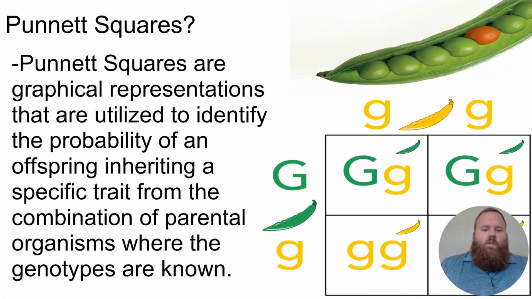But what are Punnett squares? Punnett squares are graphical representations that are utilized to identify the probability of an offspring inheriting a specific trait from the combination of parental organisms where their genotypes are known.